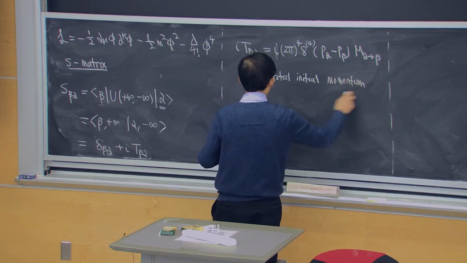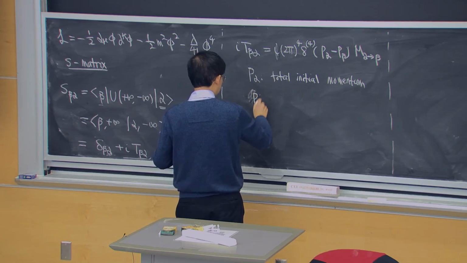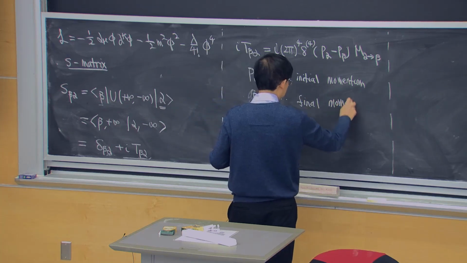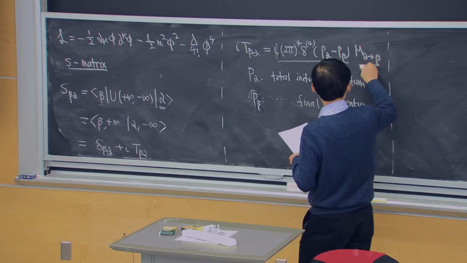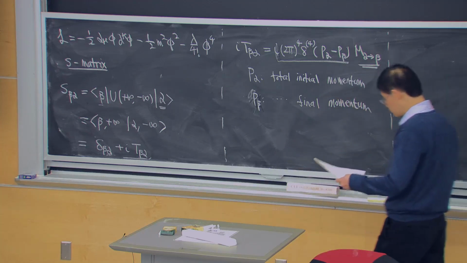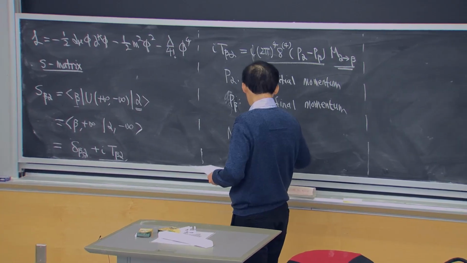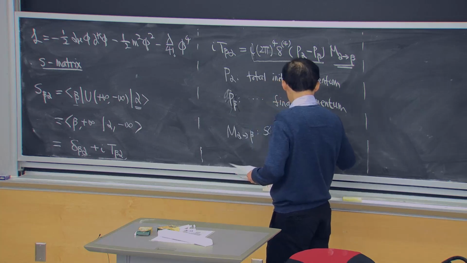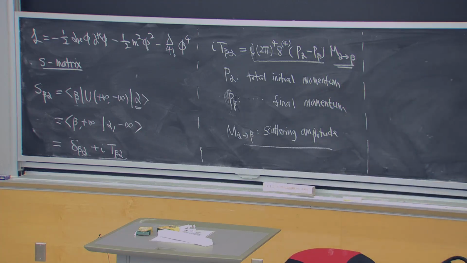So here is the four-momentum. I suppress the indices, and P beta is the total final momentum. So this part is purely kinematic. So the M alpha beta is the physical part. This is normally called the scattering amplitude. Our goal is to be able to calculate the scattering amplitude.